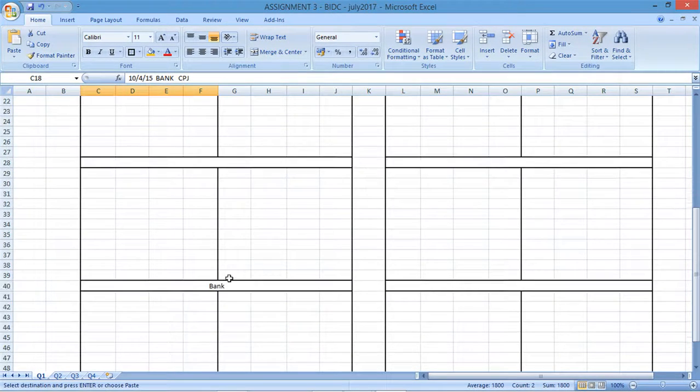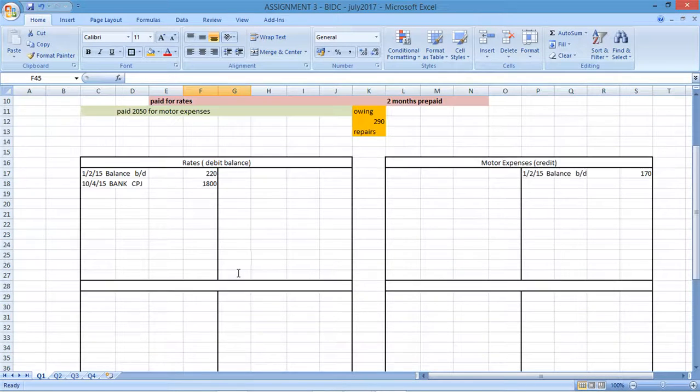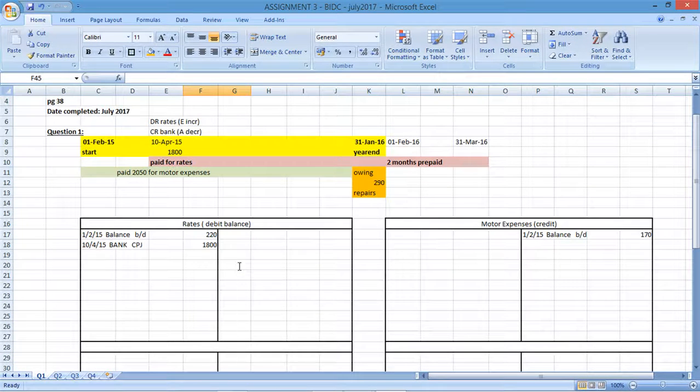So just to show that, I would have put in rates here and 1,800, fine. So that's what I would show in the actual bank. It'll obviously be part of your total payments, but I'm just going to show the other side just so you've got additional information. So if they do ask a question like this, you'll have both. Here they're only wanting the rates and motor expenses in terms of what is required.